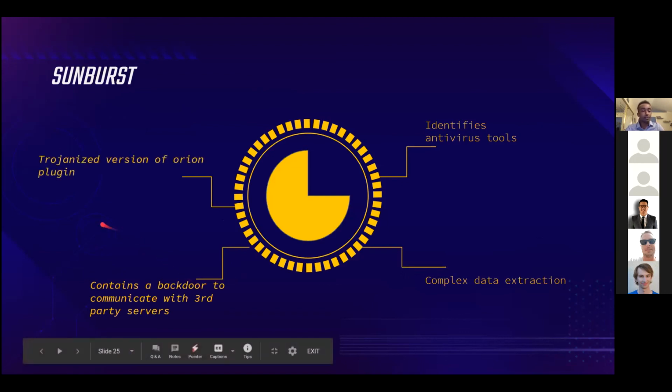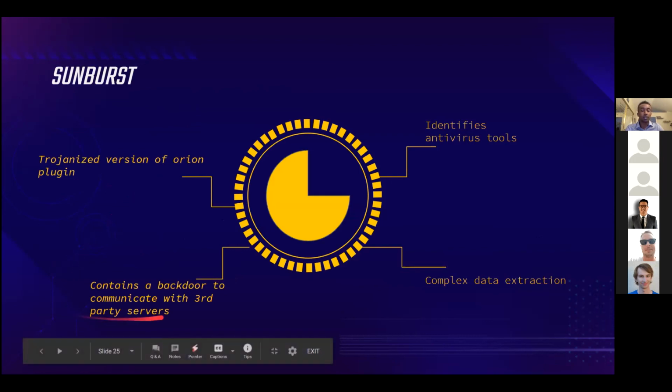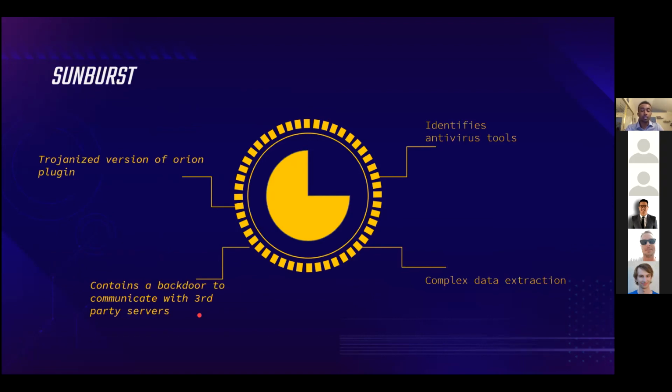Right there on the top left, we can see that Sunburst is a Trojanized version of a digitally signed SolarWinds Orion plugin called solarwinds.orion.core.businesslayer.dll. This allowed for the Orion update to affect so many different agencies, companies, and individuals on that date where the update was released. On the bottom left, we can see the plugin contains a backdoor that communicates via HTTP to third-party servers, which is another key technique that these hackers used to their advantage.